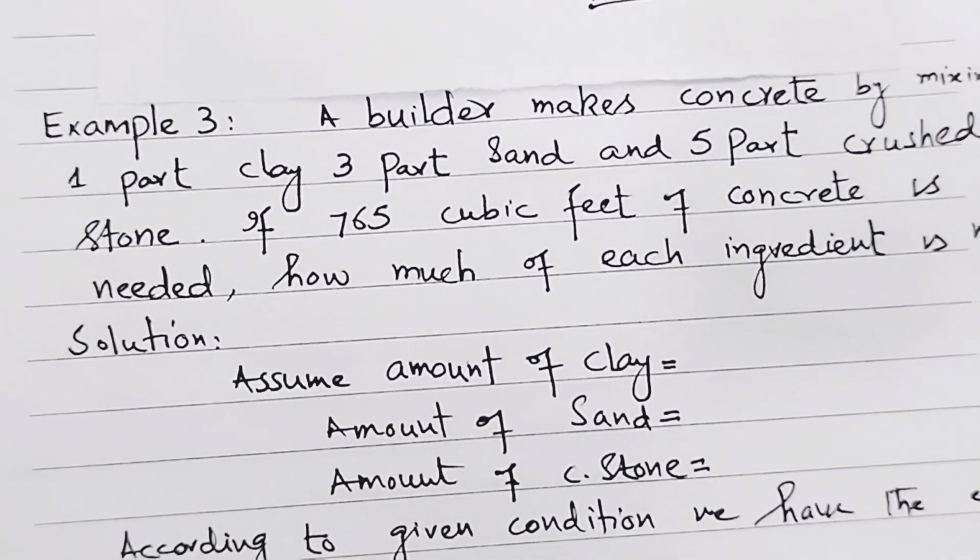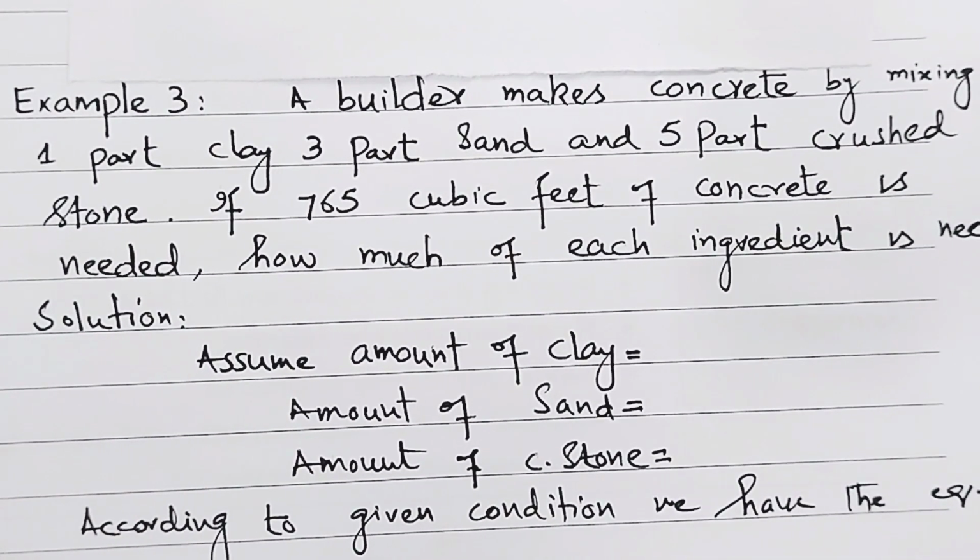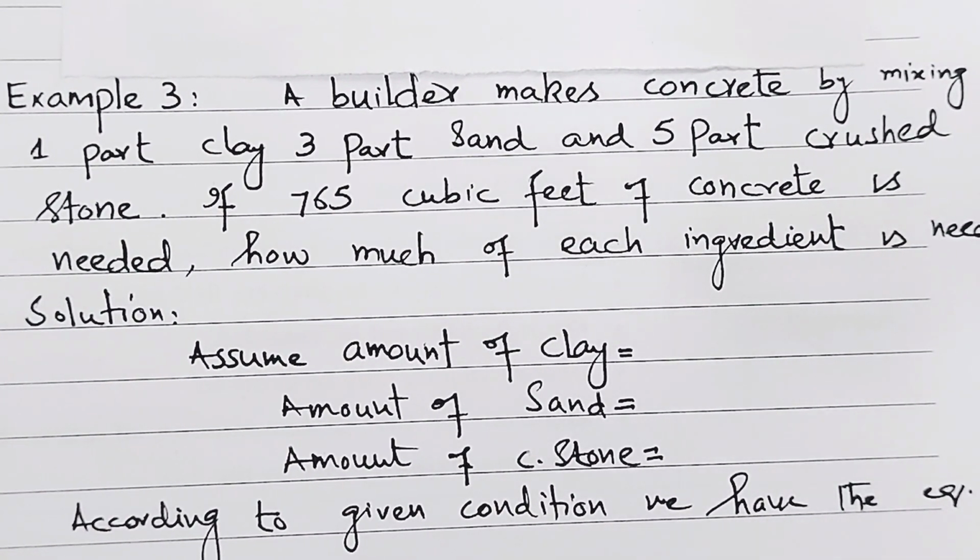Now we will move to example number 3. Example number 3: a builder makes concrete by mixing 1 part clay, 3 parts sand and 5 parts crushed stone. If 765 cubic feet of concrete is needed, how much of each ingredient is needed in this question?